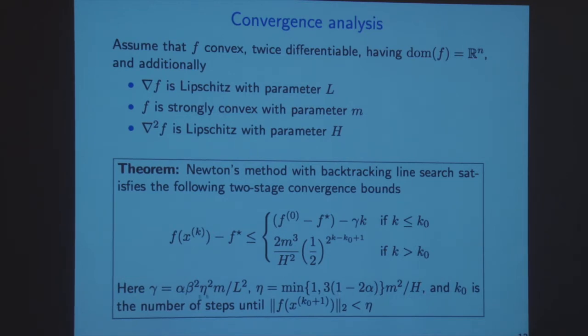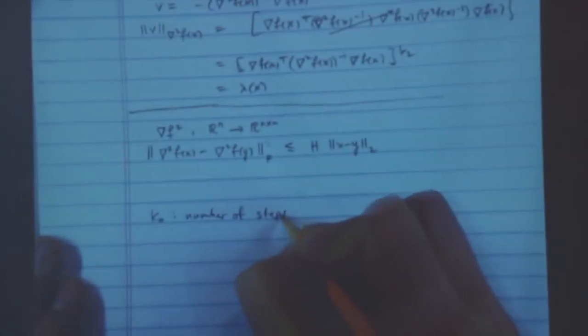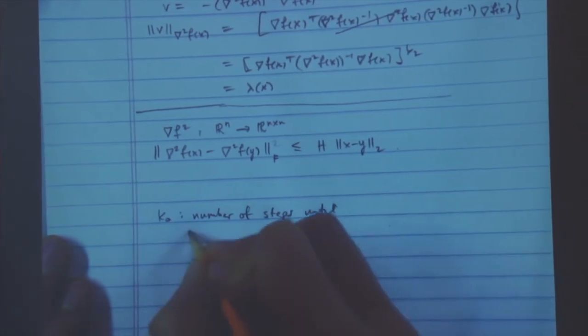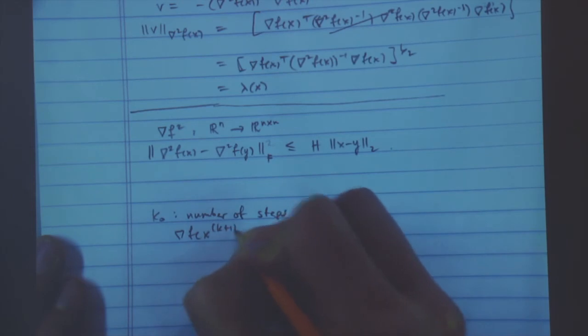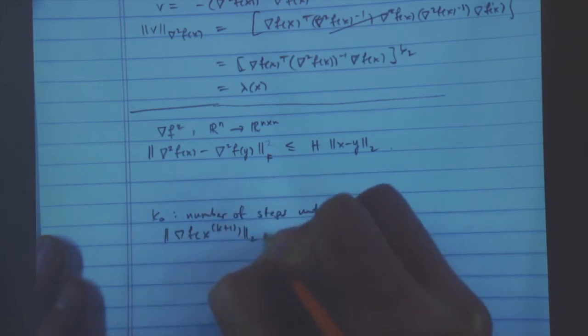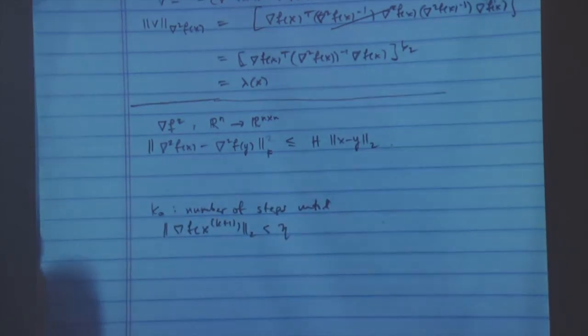K0 is defined as the number of steps that we need until we are able to get the 2 norm of the gradient at the next step to be less than eta. Sorry, there's a typo there. So once that's true, we enter the second regime of convergence. This is sometimes called the damped Newton phase and the pure Newton phase.